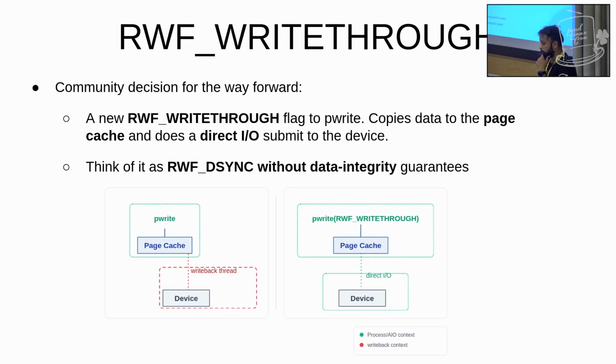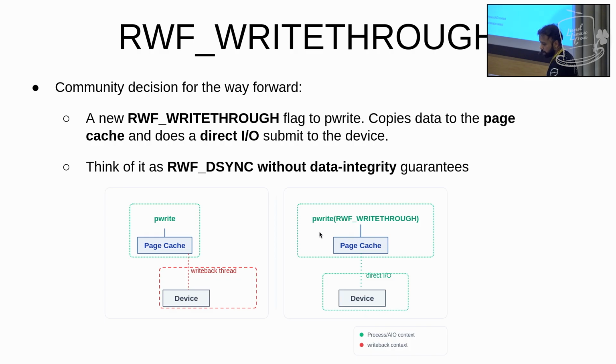So the community came up with something really nice. I would say it's super smart. There are talks now to add a new flag in the kernel called RWF write through. So basically, what it does is, you can see my amazing diagram here.